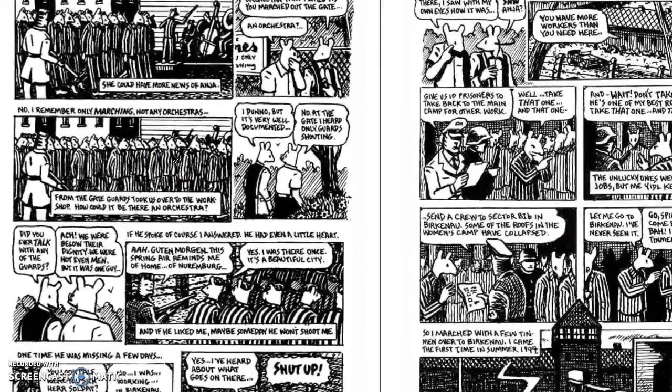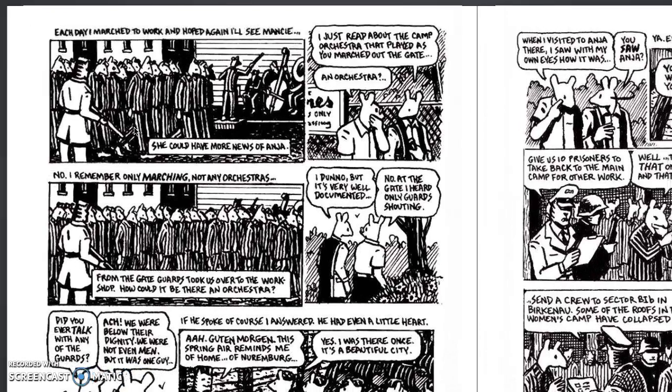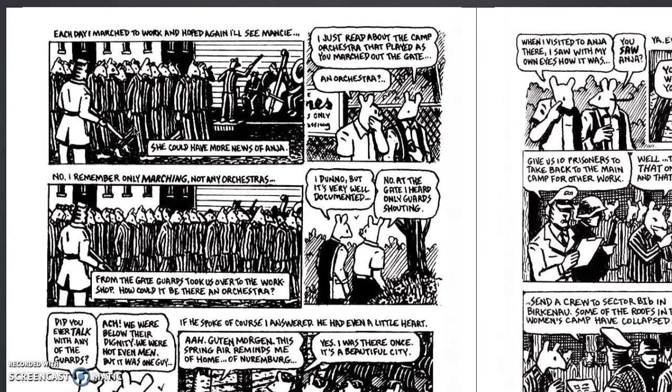Then we've got a really interesting passage, a couple of passages just up the top here with the orchestra. So the orchestra is actually being blotted out by the people because they argued about whether there was an orchestra. So he says, "I just read about the camp orchestra that played as you marched out the gate." And Vladek says, "An orchestra? No, I remember marching, not any orchestras." And Artie says, "I don't know, but it's still very well documented." And then Vladek, "No, at the gate I heard only guards shouting."